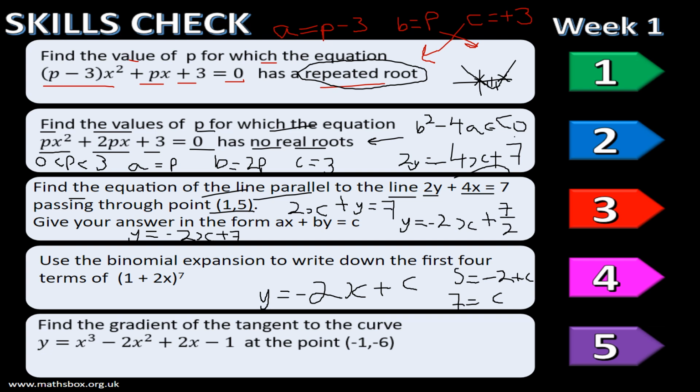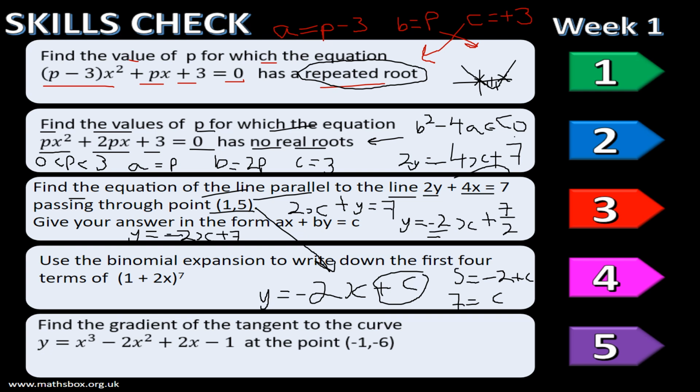I then deduced that my gradient here was equal to minus 2. So my equation of the new line was y equals minus 2x plus c. I then substituted the coordinates 1, 5, so x is 1, y is 5, into there to work out the value for c.